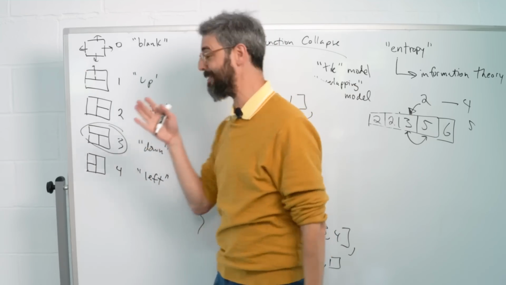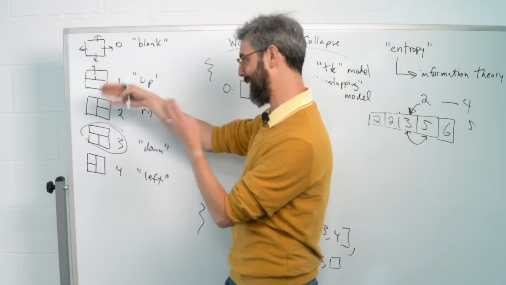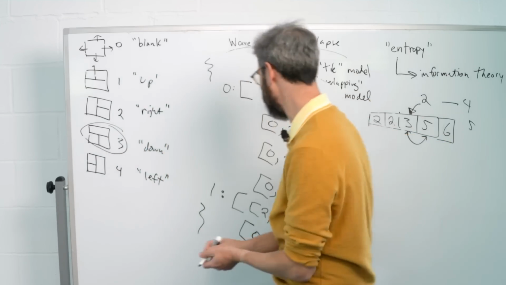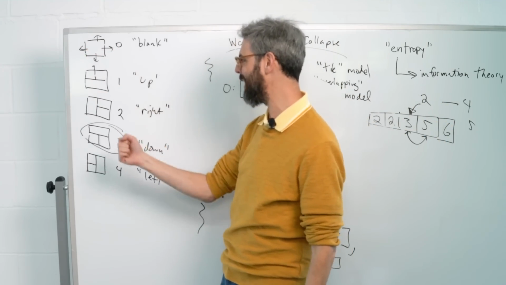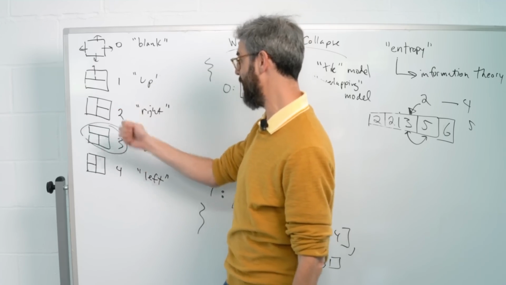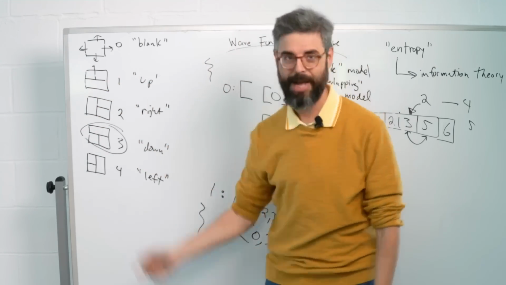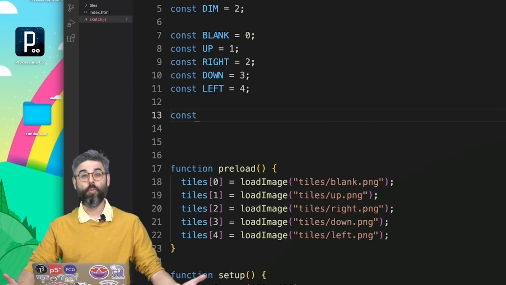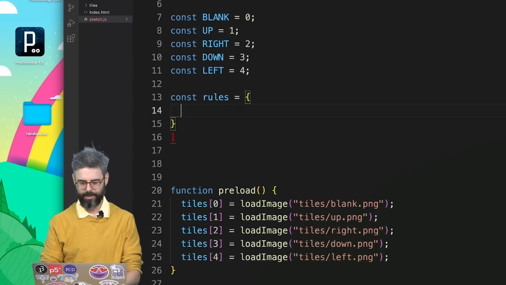The good news here is I've assigned variable names to each of these tiles so that it'll be easier for me now that I start to write this out in code. I don't have to remember the indices. I could just think if it's a blank one, the things that could go above it are an up or another blank. To the right, a right, or another blank. Let's start putting that in the code. So let me create a variable. Let's call it rules. Let's make it an object.